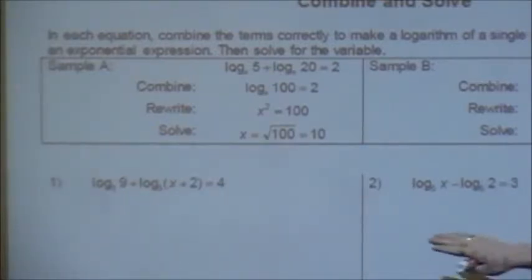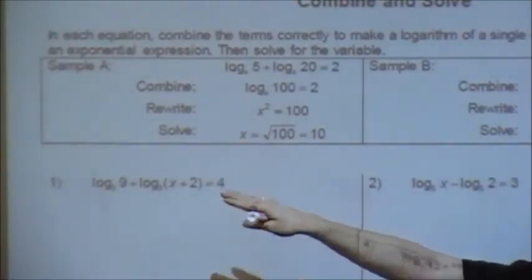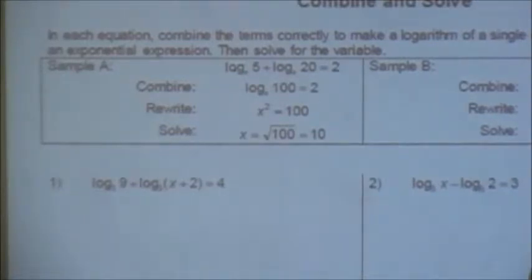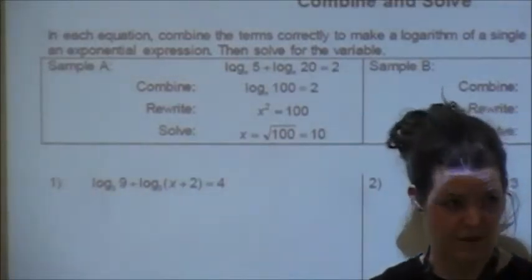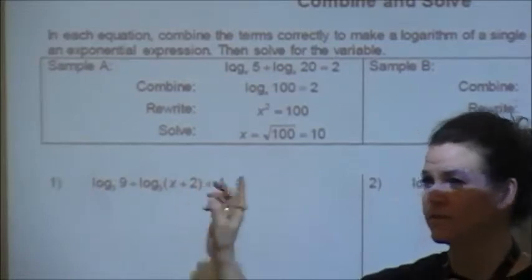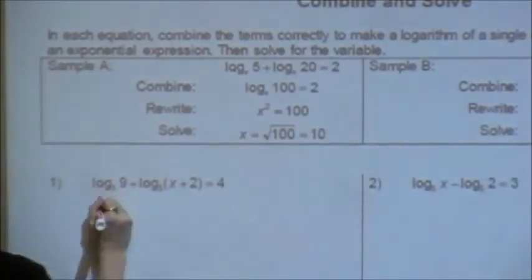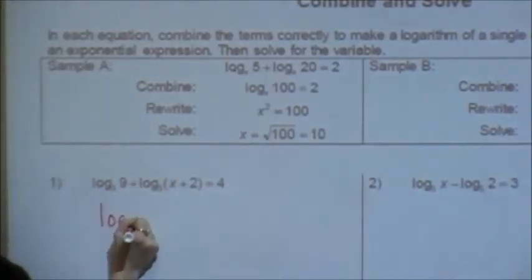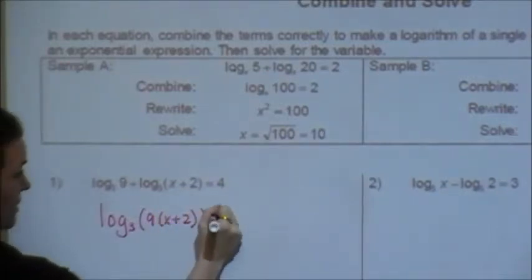I'm going to solve this logarithmic equation. But in order to solve it, I have to have just one logarithm. So before I solve it, I need to condense it. And since they have like bases, I can just follow the log properties that we talked about yesterday. So I have two logarithms separated by addition. So how am I going to put them back together? Multiply. So I can write this as log base 3 of 9 times x plus 2 equals 4.